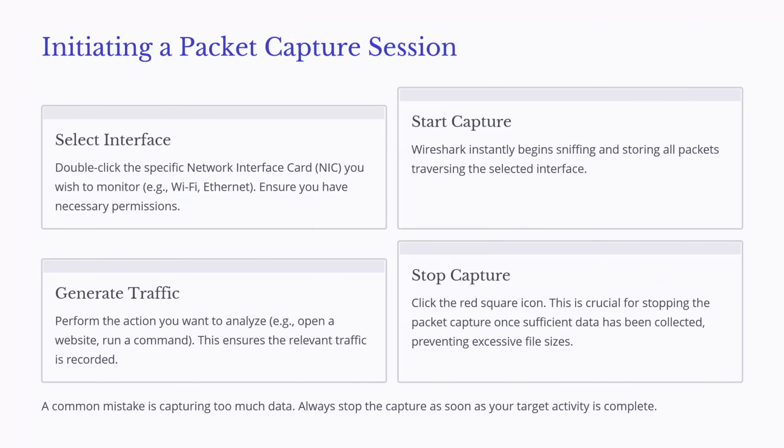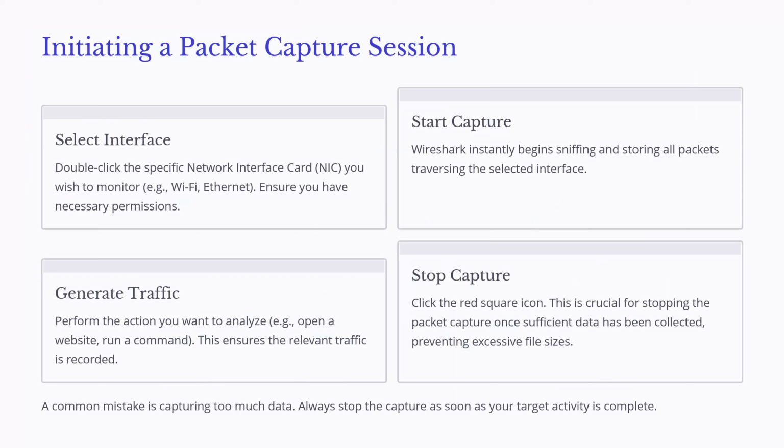How do we capture packets? To start capturing packets, you simply open Wireshark and double click on one of the available network interface cards, such as Wi-Fi or Ethernet. Or you can go to the menu bar and use the capture menu to do so. The moment you do that, Wireshark begins recording every packet that passes through that interface.